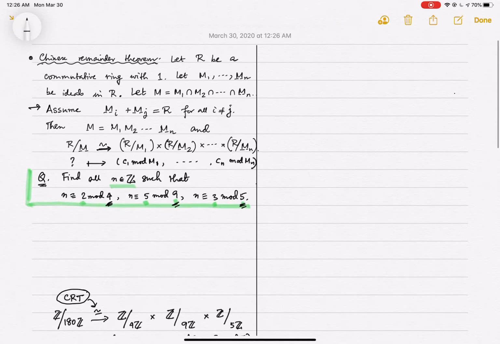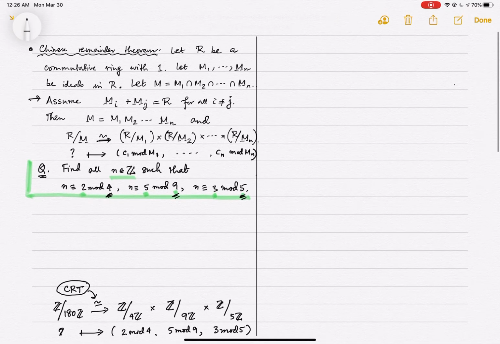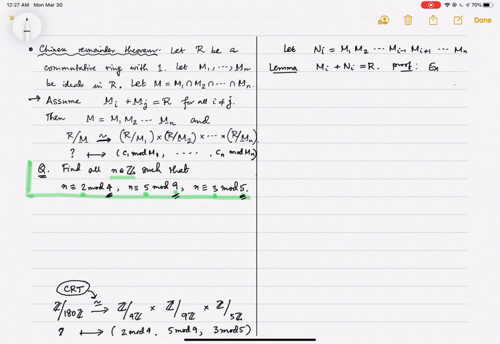So the key observation is this. Let Ni be the product of all the ideals except the ith one. Then lemma, I claim that Mi plus Ni equals R. The proof of this I'll leave as an exercise. If you have only two of them, there is nothing to prove. That's part of the assumption.